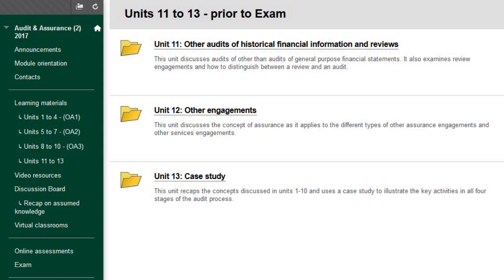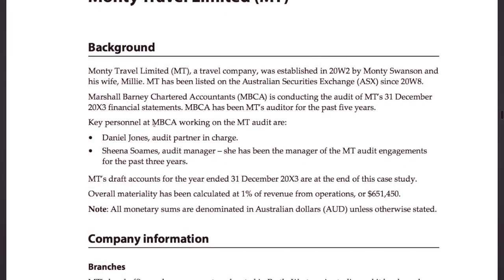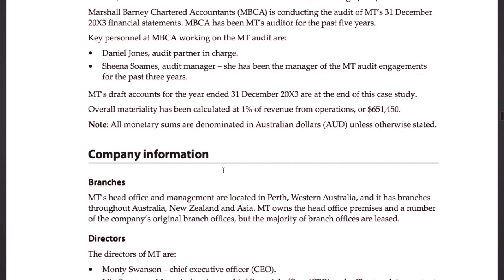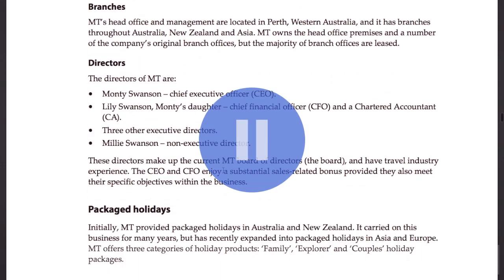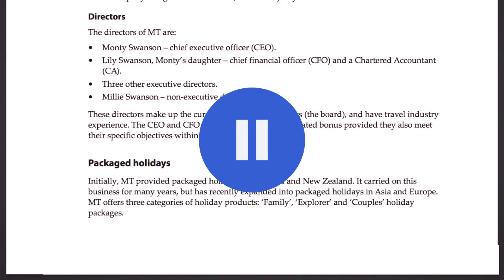Let's apply this to our case study, beginning with the objective. Based on the background information, what do you think Monty Travel's objective might be? Hit pause, then press play when you've got your answer.